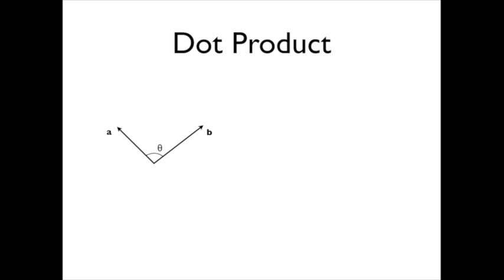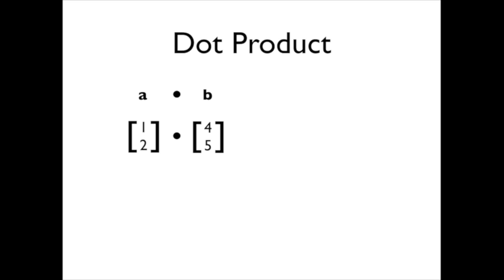Let's say you have two vectors and want to know the angle between them, but you forgot your protractor. What do? Welcome to but one application of the dot product. To perform the dot product, we simply multiply two vectors component-wise and then add the results.